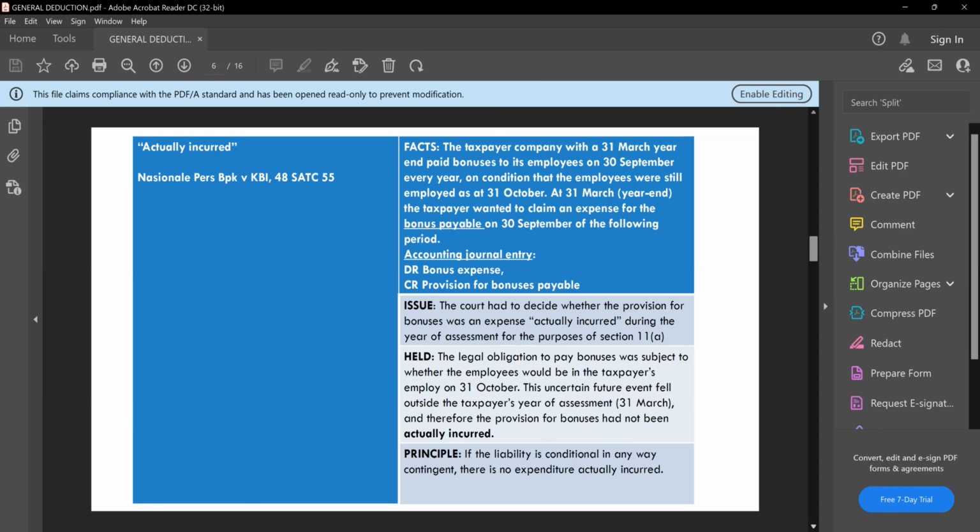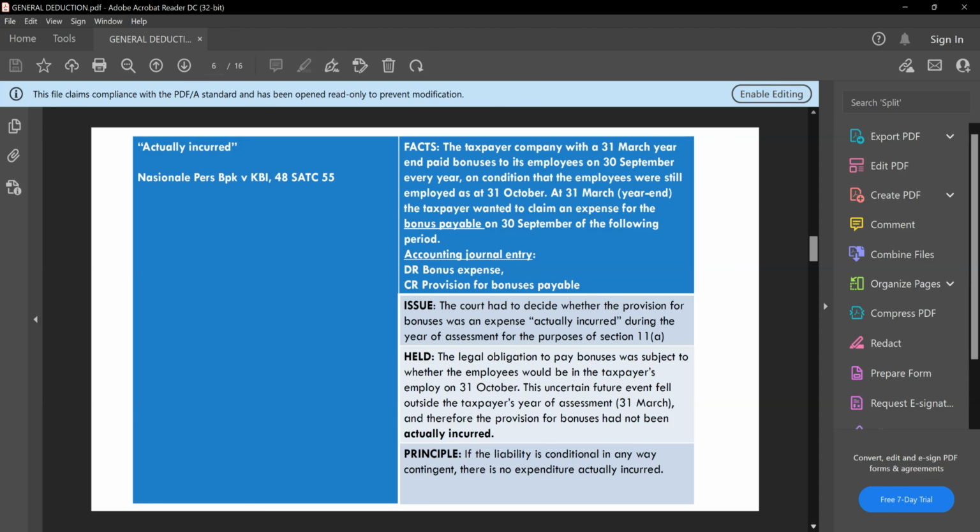So on the 31st of March, the taxpayer wanted to claim an expense for the bonus payable on the 30th of September of the following period. So this 30th of September would fall into the following year of assessment. So this is what the company did. They debited the bonus expense or salaries and wages, and they credited a provision for the bonuses that are payable, right?